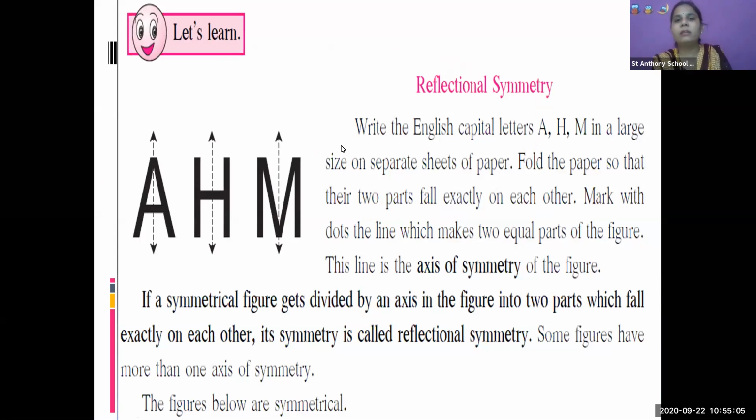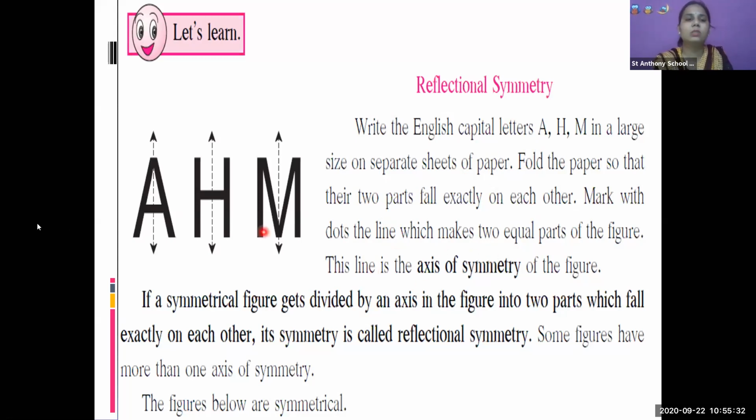So what is meant by reflection symmetry? Reflection symmetry means write the English capital letters A, H, M on a separate sheet of paper. Fold the paper so that the two parts fall exactly on each other. Mark with dots the dotted line which makes two equal parts of the figure. This line is the axis of symmetry of the figure.